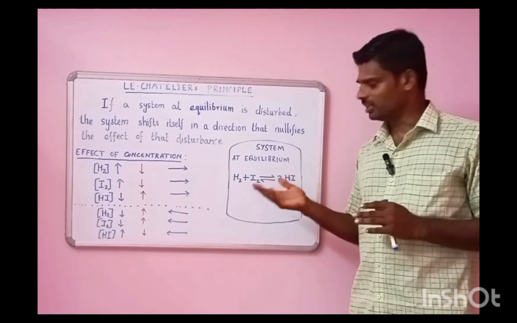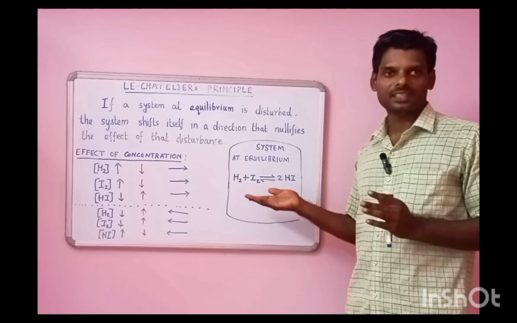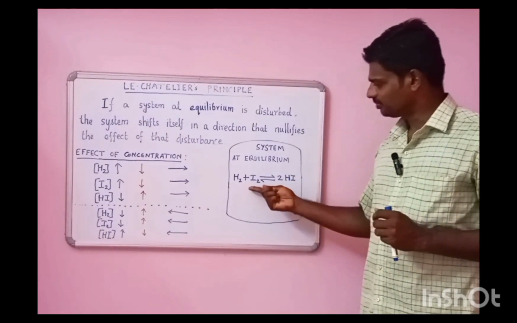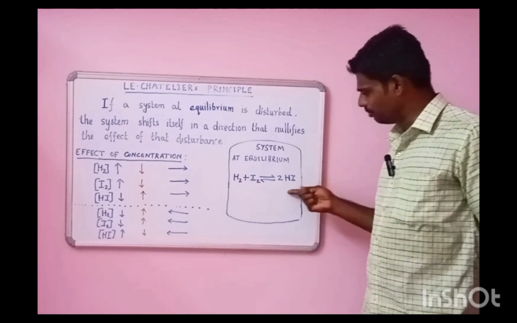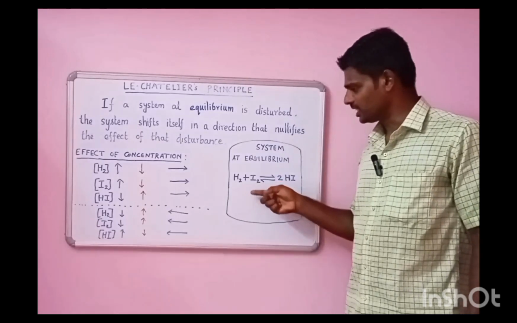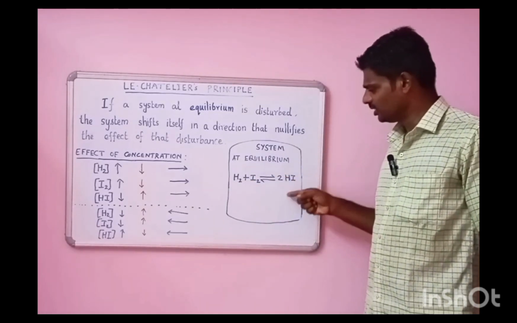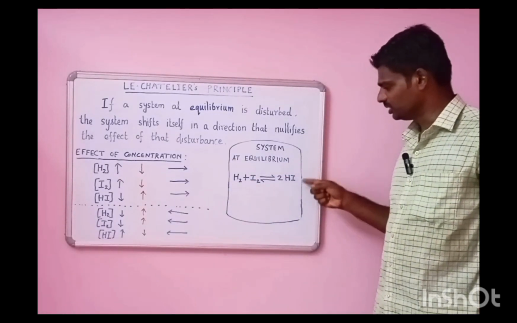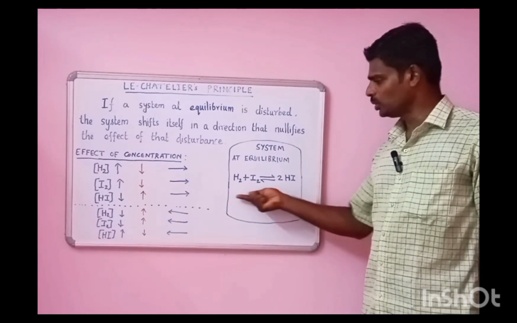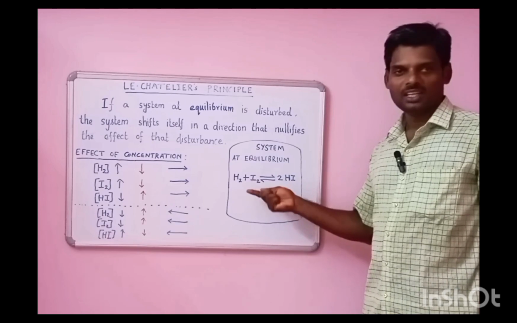So how will the system increase the concentration? It will increase by favoring the backward reaction. So it will favor the backward reaction to form more hydrogen. So the hydrogen iodide will be decomposed to produce more hydrogen and iodine.